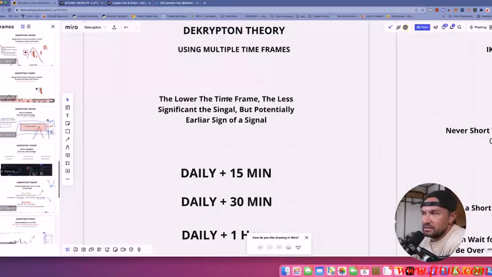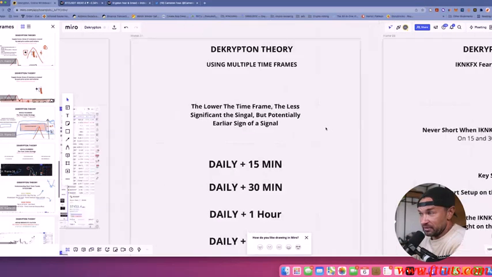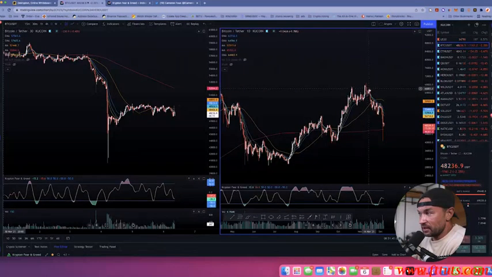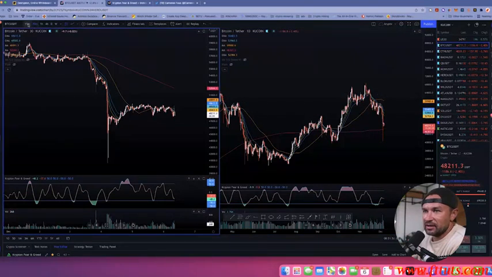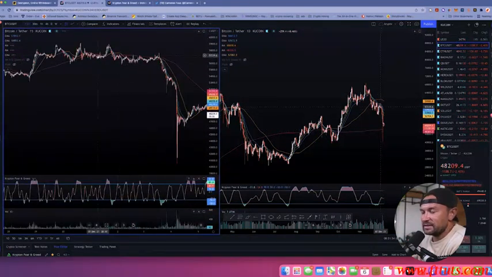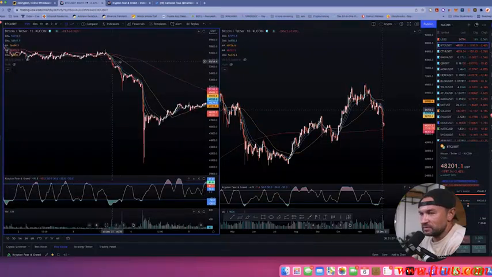All right, guys, next topic of discussion is using multiple time frames. When we look at lower time frames, other than just the daily chart, the less significant the signal, but the earlier sign of the signal, right? So if we're looking at a daily chart for a reversal, such as we want to see Bitcoin, a reversal or a breakdown of the 13, 9, and 20-day moving averages on the daily chart is going to be a much more significant move than us, say, looking at the 15-minute chart where it breaks down above and below these things multiple times every day.